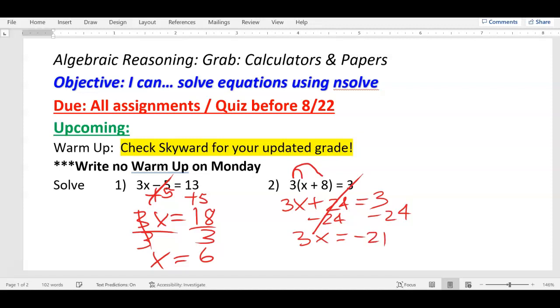And then how do I get rid of that 3, like last time? Divide. It's a coefficient. I divide to get rid of a coefficient. Those 3's cancel out. What's negative 21 divided by 3? So it would be -7. A negative number divided by a positive stays negative. Only a negative divided by a negative would cancel it out, okay? All right.